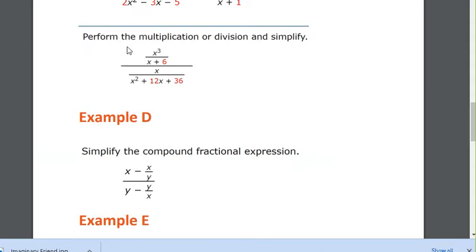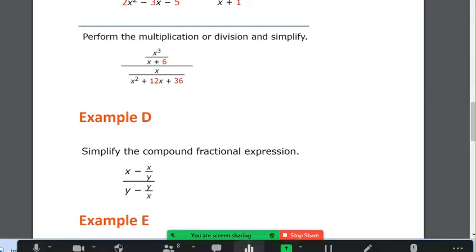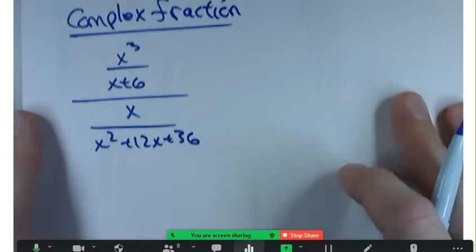I always kind of was amused by the name complex fractions. It feels like fractions are already complex, but yet somehow we have complex fractions. How is something that's already complex more complex? Well, it's more complex when you have a fraction within a fraction. So x cubed over x plus 6 divided by x over x squared plus 12x plus 36. So the video did practice stuff like this. You just didn't see it in this form.